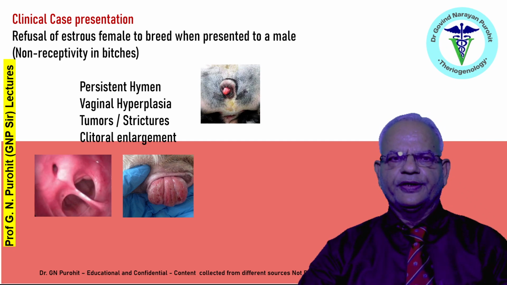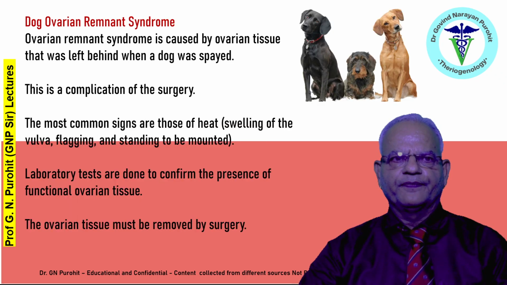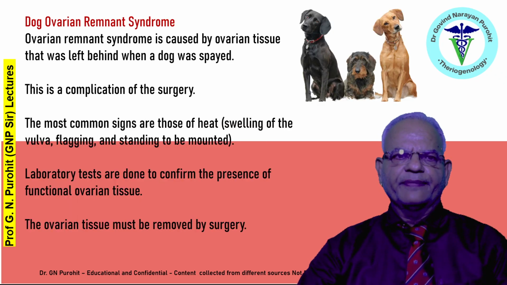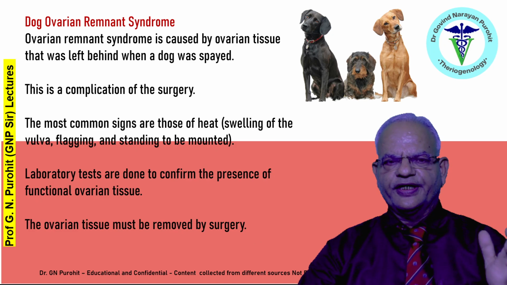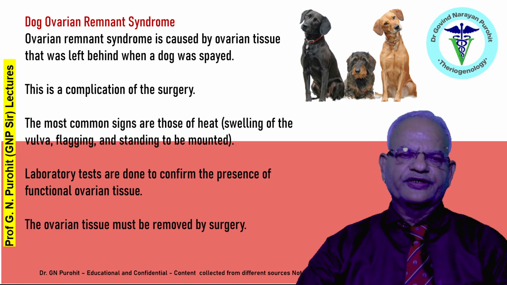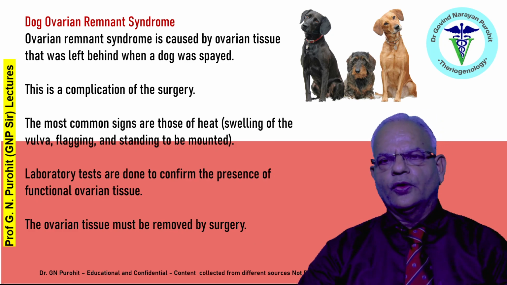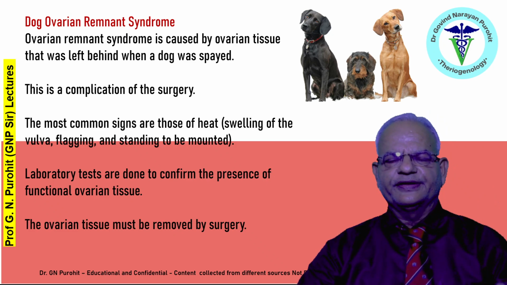discussed the therapy previously. Then ovarian remnant syndrome in dogs occurs when some pedicle was left out during spaying. This is a complication of surgery, and the most common signs are those of estrus, and laboratory tests are done to confirm the presence of functional ovarian tissue, and ovarian tissue should be removed by surgery again.